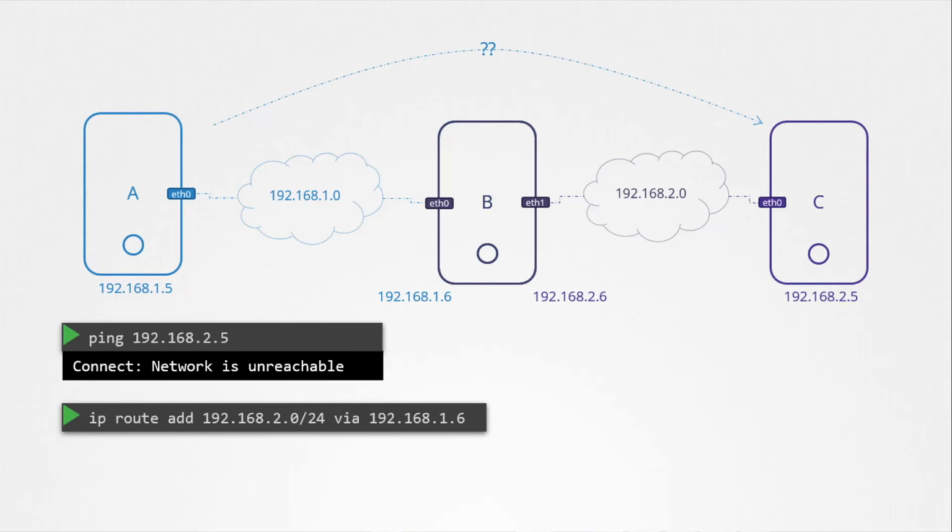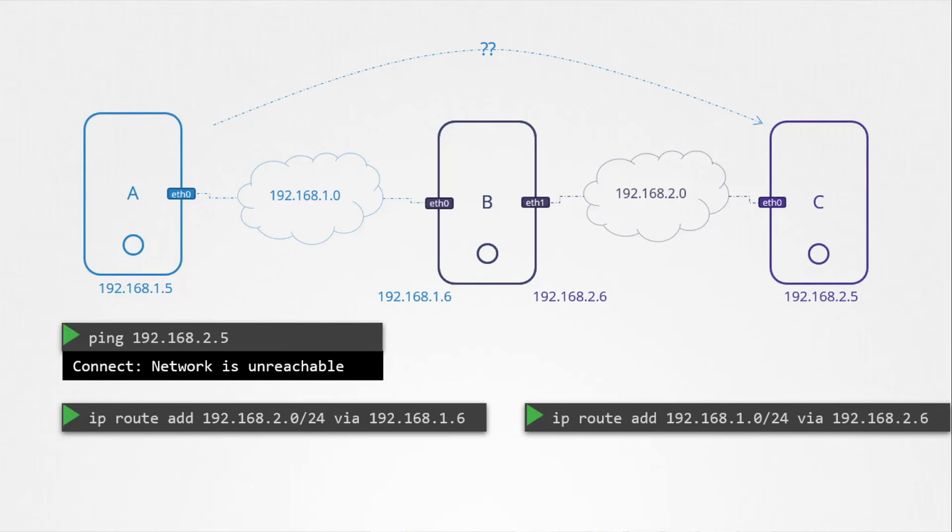When host C tries to reach host A at 192.168.1 network, it would face the same issue. So we need to let host C know that it can reach host A through host B, which is acting as a router. So we add a similar entry into host C's routing table. This time we say to reach network 192.168.1.0, talk to host B at 192.168.2.6.